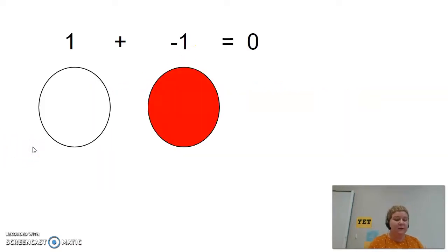I'd like to bring this back to your remembrance. We have these things called zero pairs. It's basically when I have a positive and a negative, they cancel each other out, and we call that a zero pair. So let's look at some problems today.